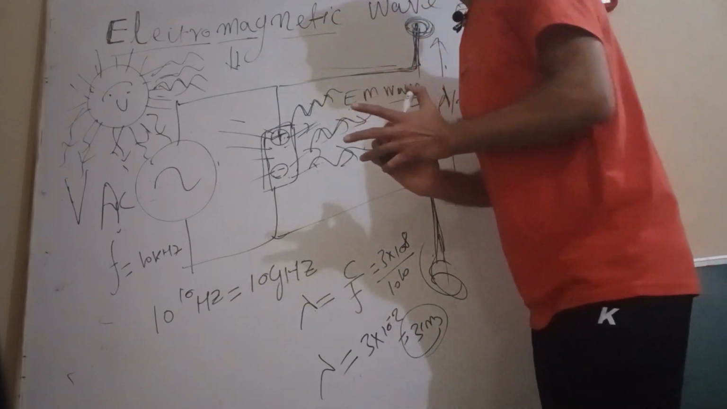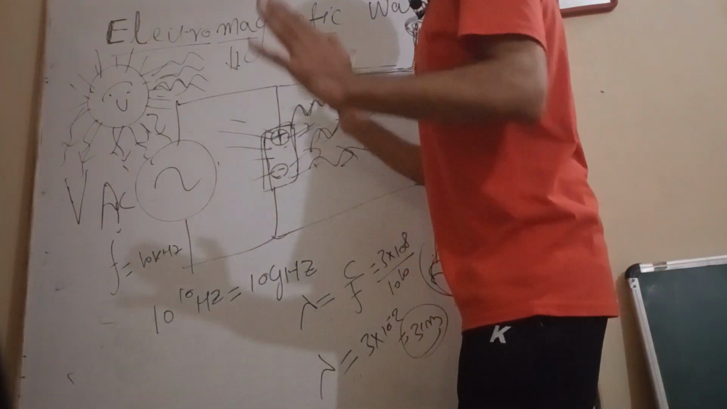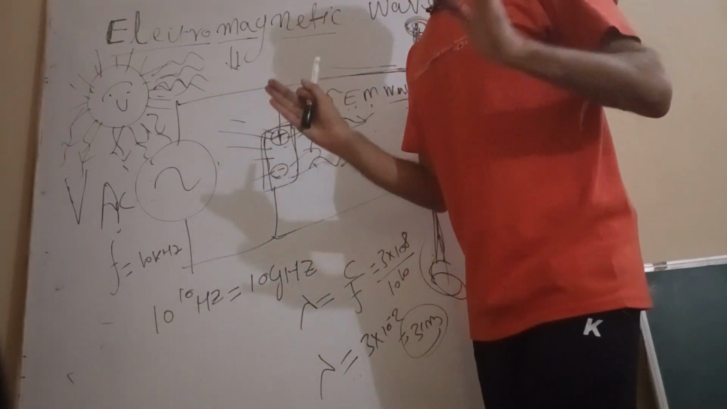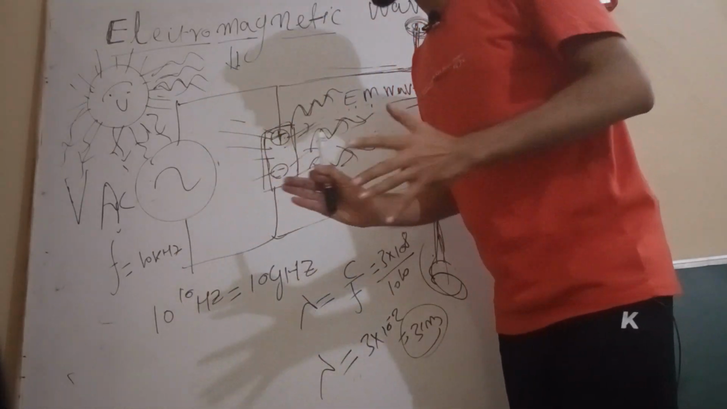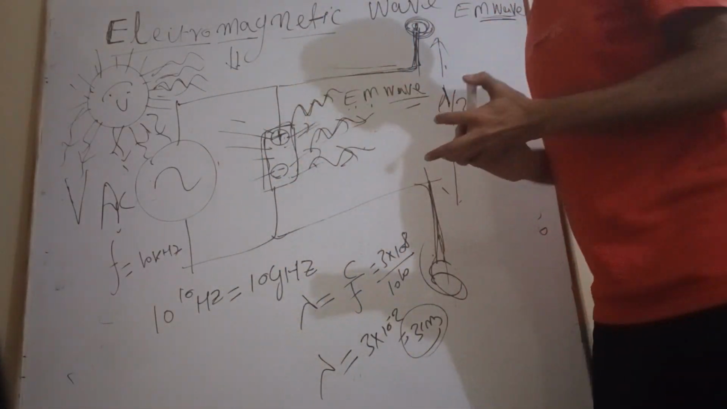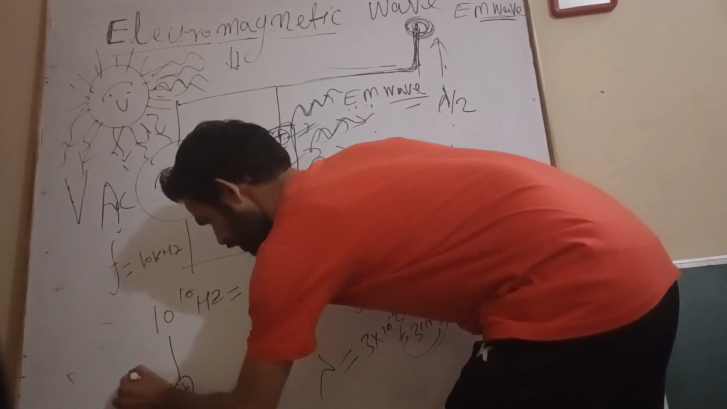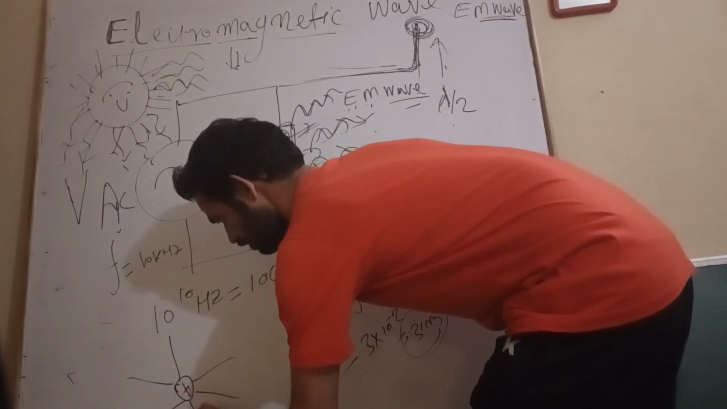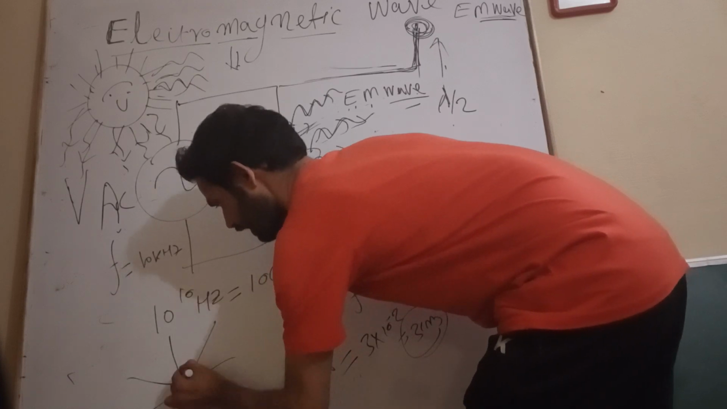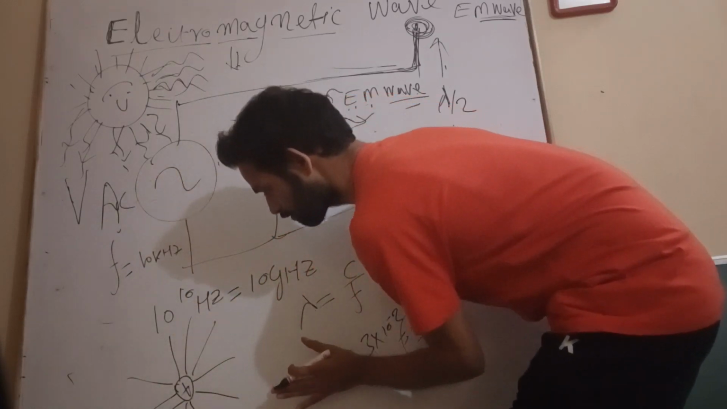As I told you, the whole universe is surrounded by electric field and magnetic field. We are disturbing that field. You see here, this is a positive charge, and it generates an electric field.